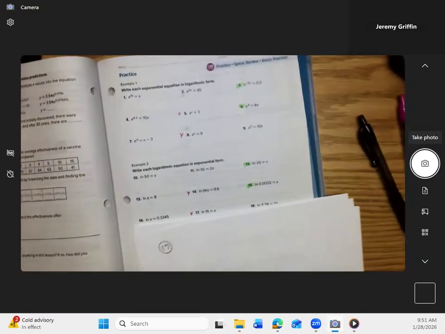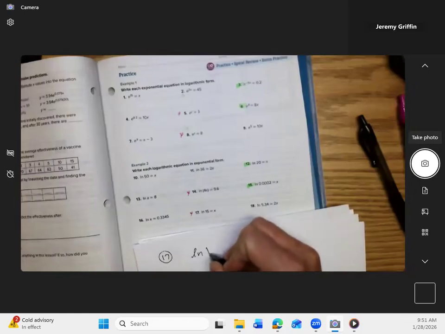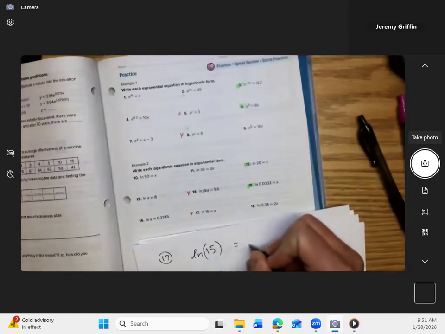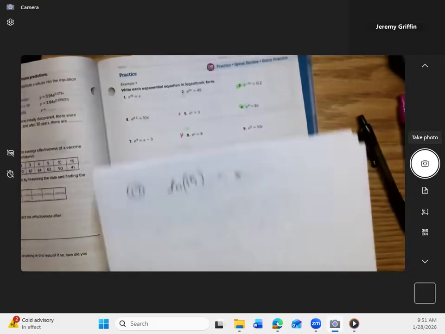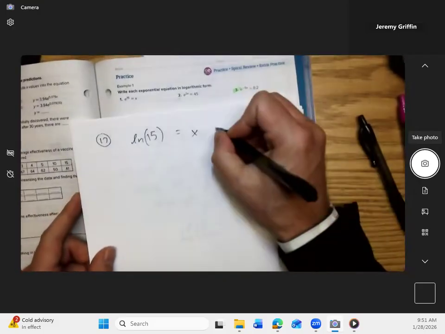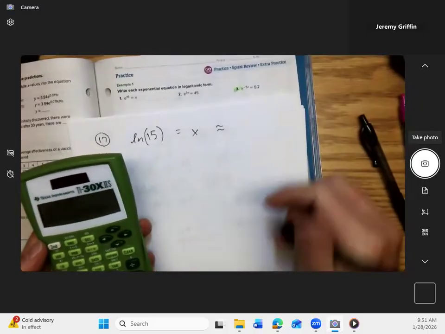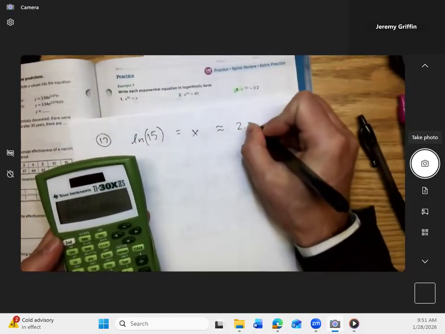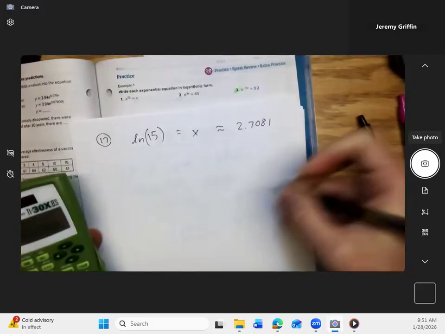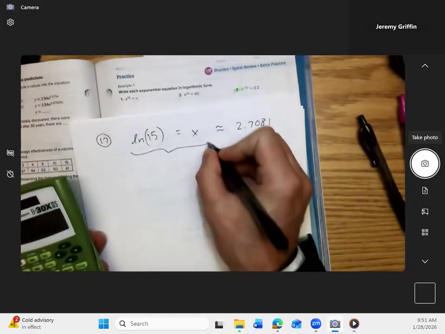We've got natural log of 15 is equal to x. Okay. Let's solve that first. What is natural log 15? It's approximately 2.7081, something like that. Okay. But how could you write this in exponential form?